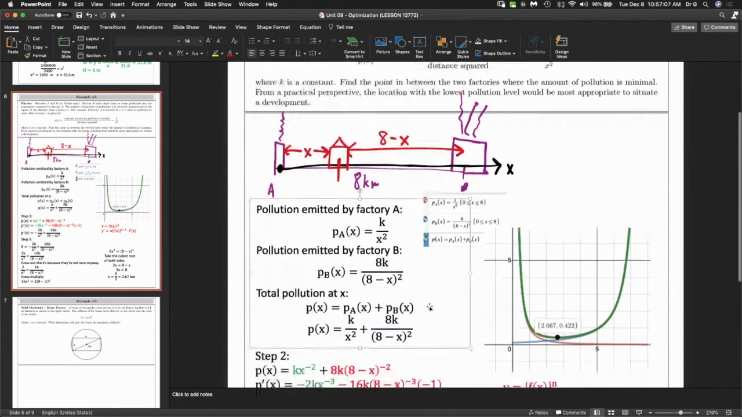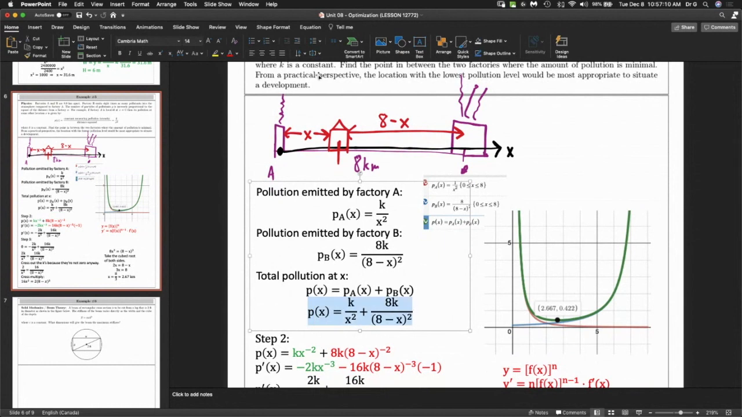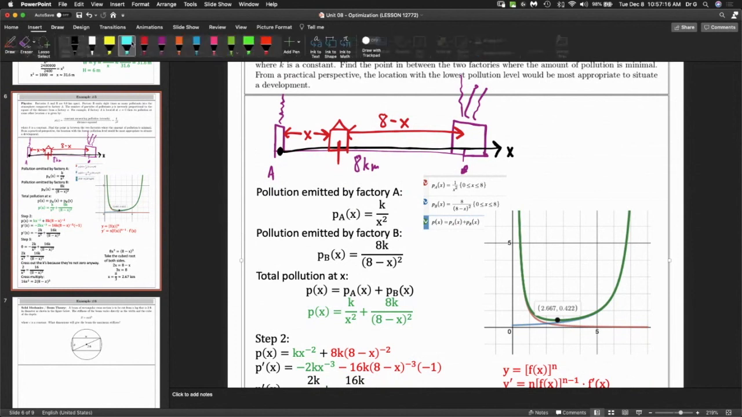So if you add up their individual contributions, then you get the graph here, which is green. And if you like, what I can do is I'll highlight that in green there, and then I'll just point to the graph and say that this graph here in green is when k equals 1. You can even let k equal 1 to solve this question, because it doesn't matter the value of k. All that matters is the relative amount. So now that you have a combined pollution for both factories, now the objective is to find the minimum amount of pollution. In other words, what value of x along this axis would give you the least amount of pollution?